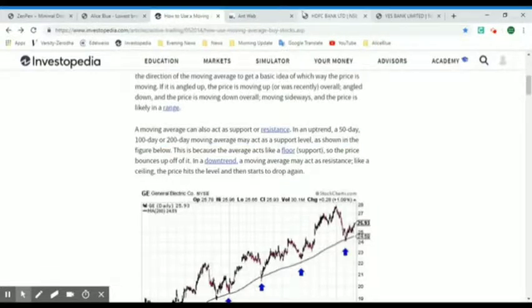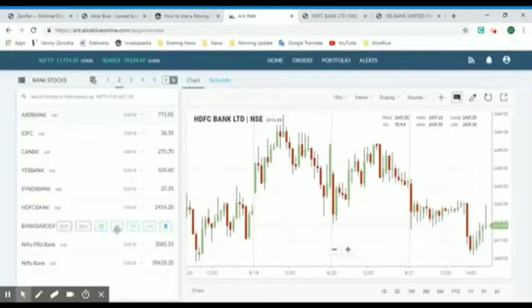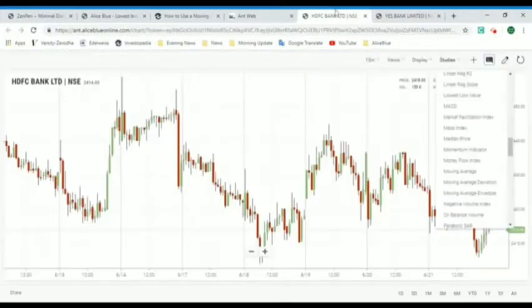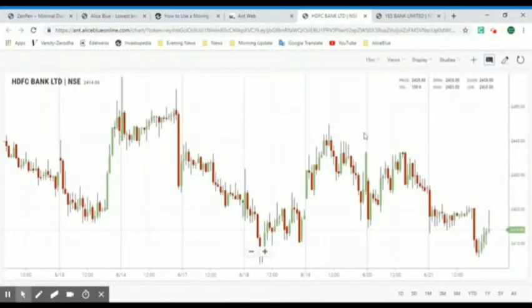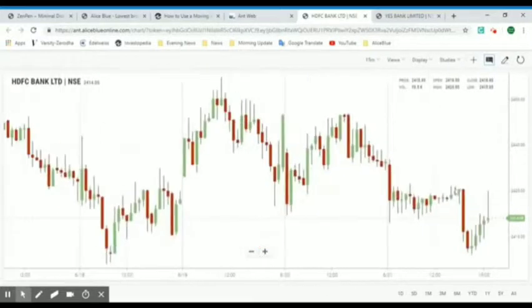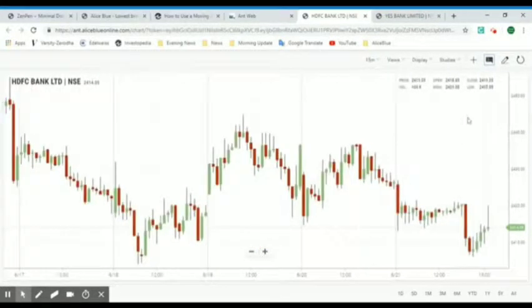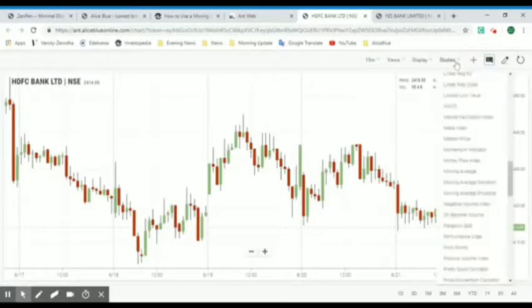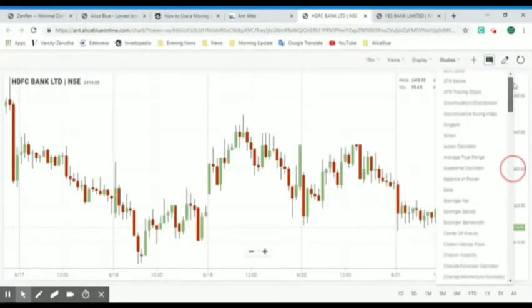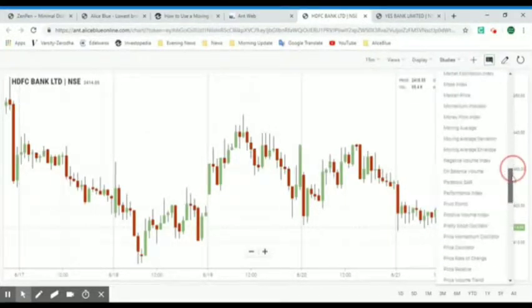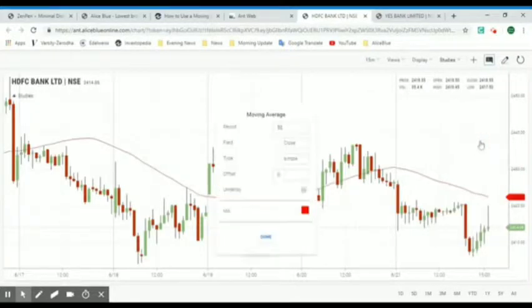So let's give you an example. So here we have the AntWeb, and we have expanded this chart here. This is the HDFC stock candlestick chart. So let's apply the moving average to this. We'll go to the studies part, and here, as you can see, we have lots of indicators. We will select the moving average.